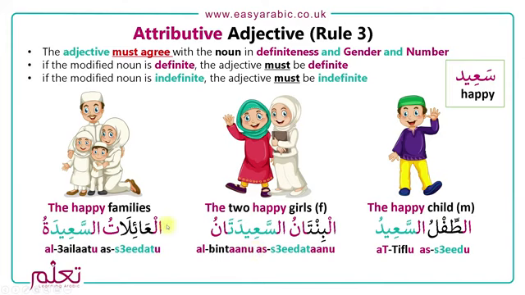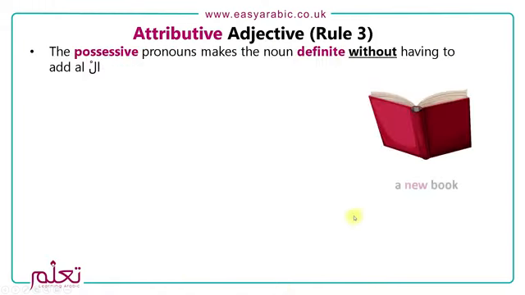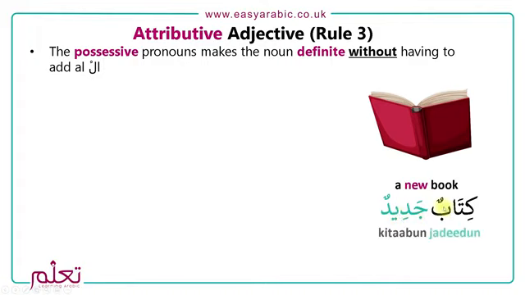The thing is, as we've seen from the previous lessons, al is not the only way to make something definite. The other way to make something definite is by using the possessive pronouns. The possessive pronoun makes the noun definite without having to add al. So here, a new book will be kitabun jadidun. Kitabun jadidun.